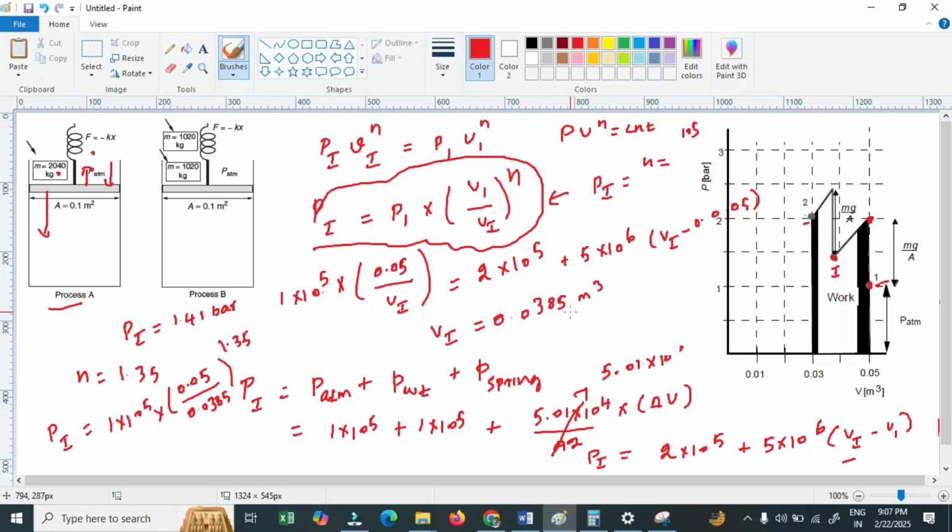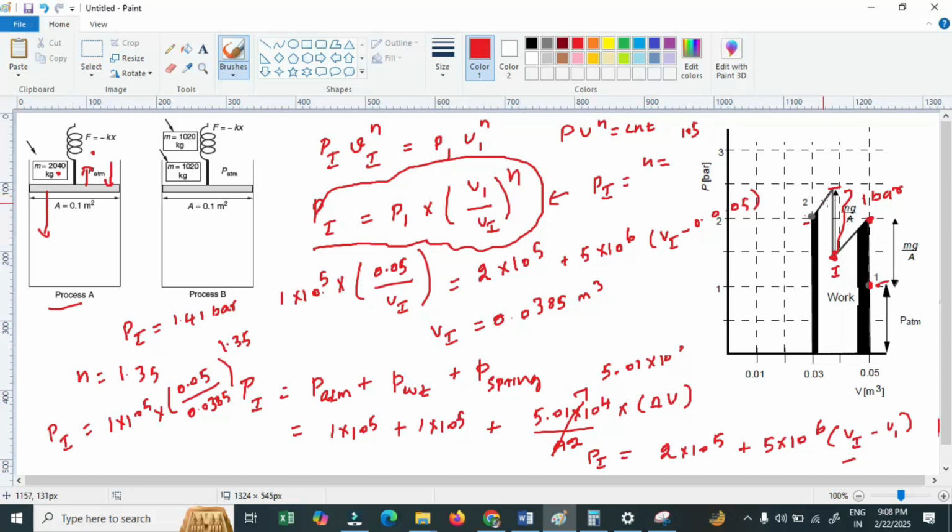I have this entire equation in terms of Vi, and I determine Vi equal to 0.0385. Okay, once I have done these two cases, I am going to place another weight, that is also the same 10 to 20. The piston moves from here to here, and the difference will be 1 bar. You can understand that the moment I place the weight, the pressure rise will be mg divided by A, as I have also indicated here.